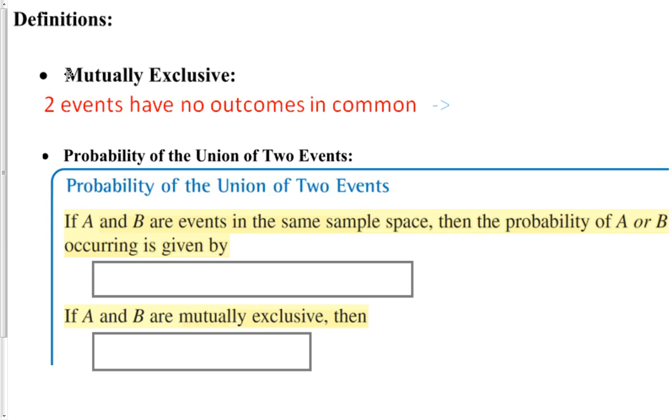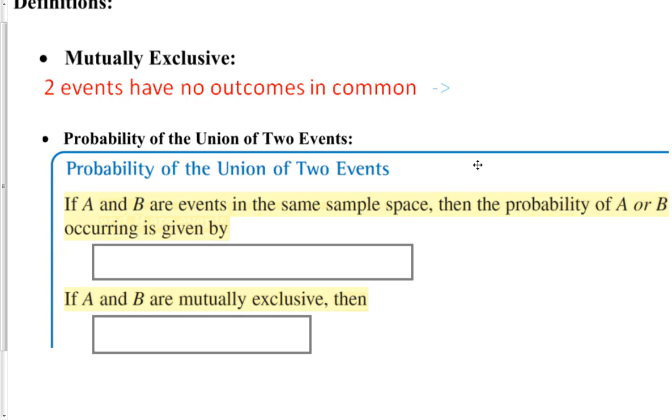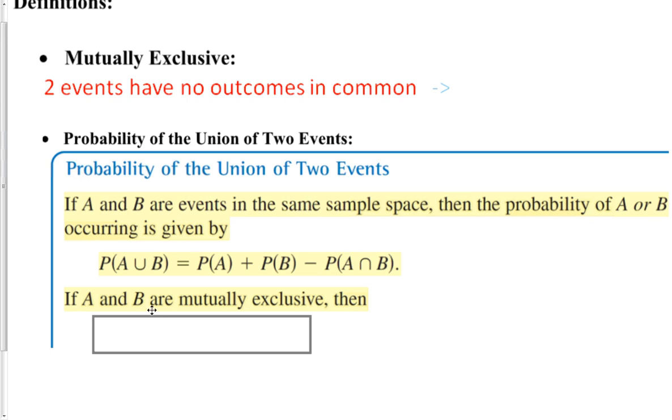Mutually exclusive. That would be where 2 events do not have an outcome in common. However, what if they do have one in common? Right? So, what's the point of that? Well, we're talking about the union of 2 events. If A and B are events in the same sample space, then the probability of A or B occurring is given by the probability of A union B equals the probability of A plus the probability of B minus the probability that they have an overlap, right?